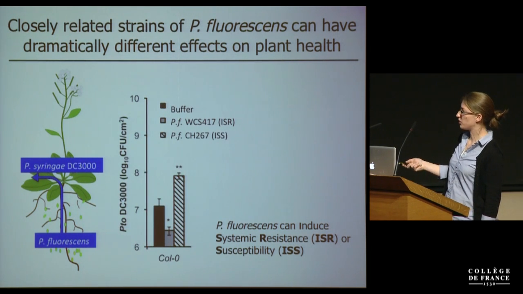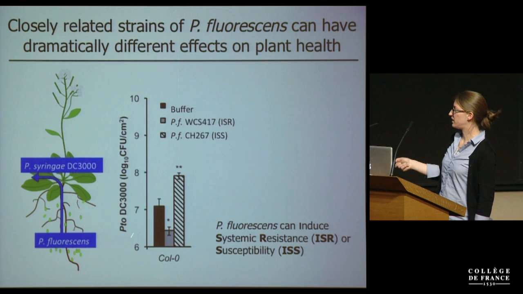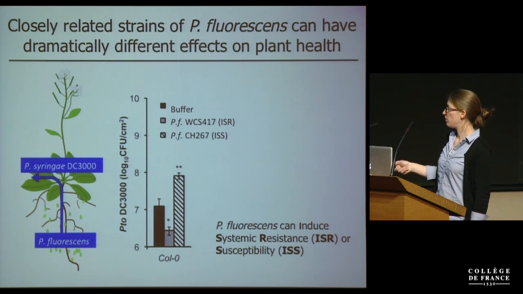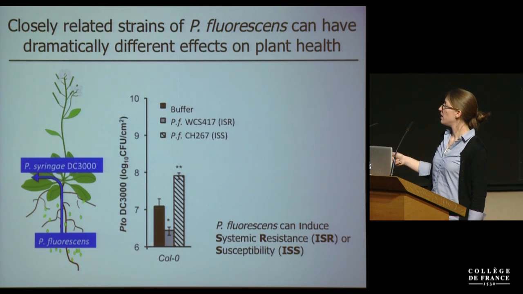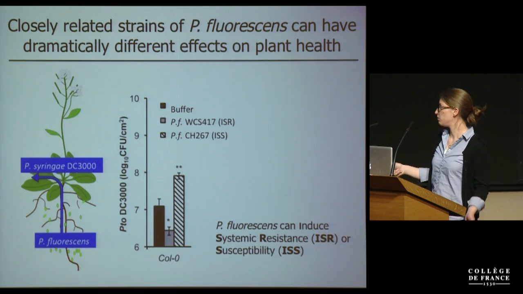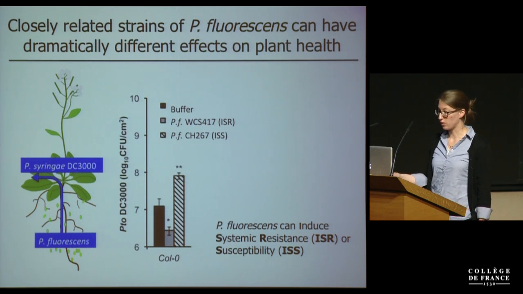Here's an example of what these data look like. On the y-axis is growth of Pseudomonas syringae in the leaves, number of cells per centimeter squared of leaf. If you treat plants with buffer, you get about 10 to the 7th cells per centimeter squared. If you treat with this strain that induces systemic resistance, or ISR, you get a reduction in bacterial load in the leaf, indicating these are more resistant. If you treat with these ISS strains, you get an enhanced bacterial load in the leaf, indicating they're more susceptible.